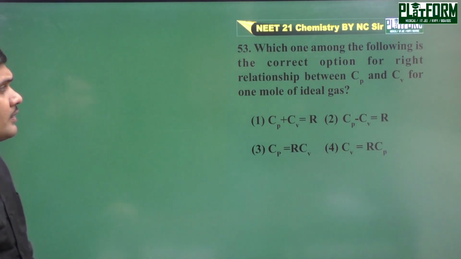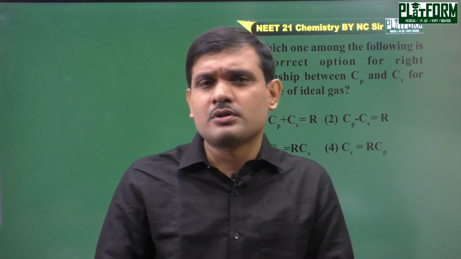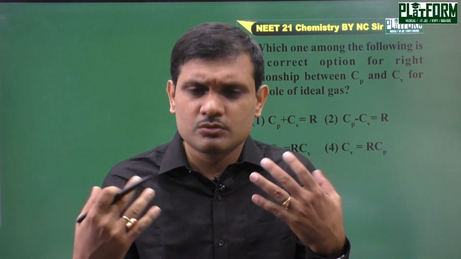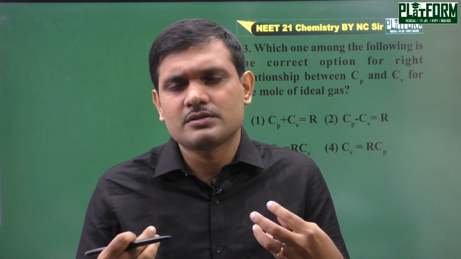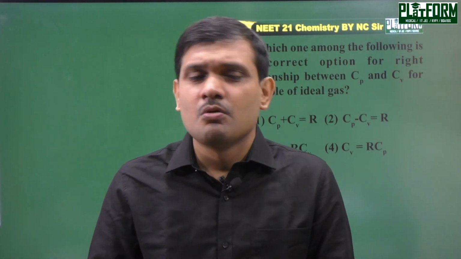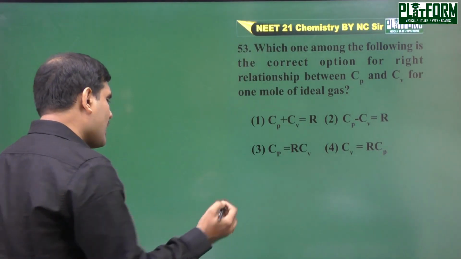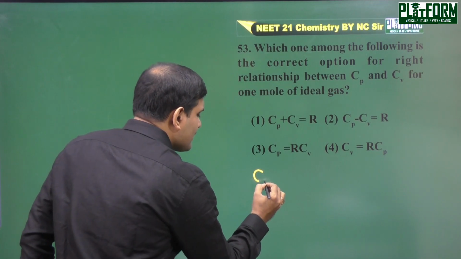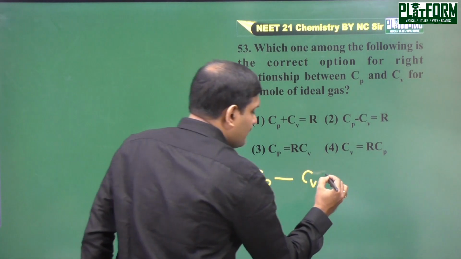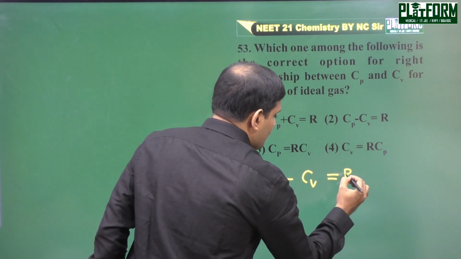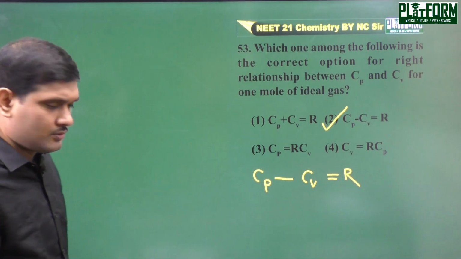Next, it is a very well known question. Every student of science who has gone through thermodynamics, in either physics or chemistry, can easily answer it. What will be the relation between Cp and Cv for 1 mole of a gas? I don't have to discuss; everybody knows it is Cp minus Cv equal to R. So definitely the correct option is option 2.